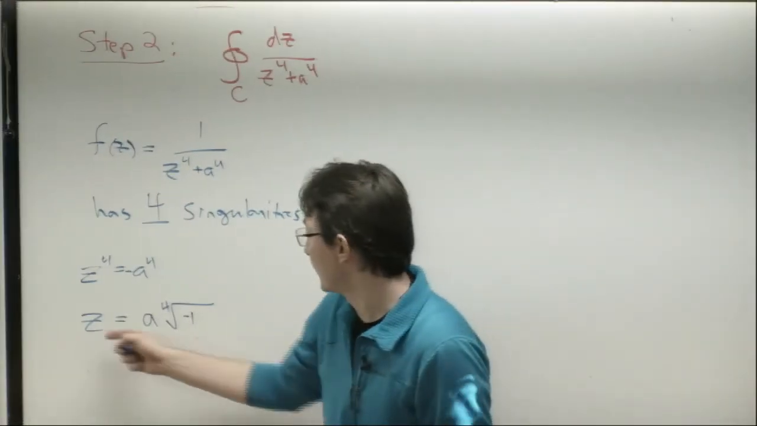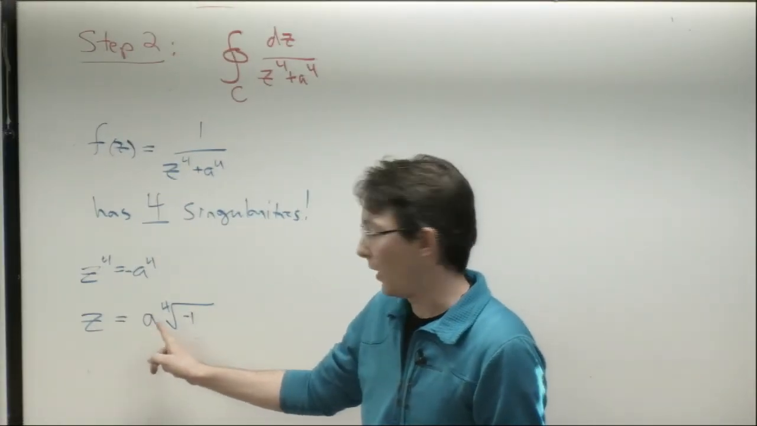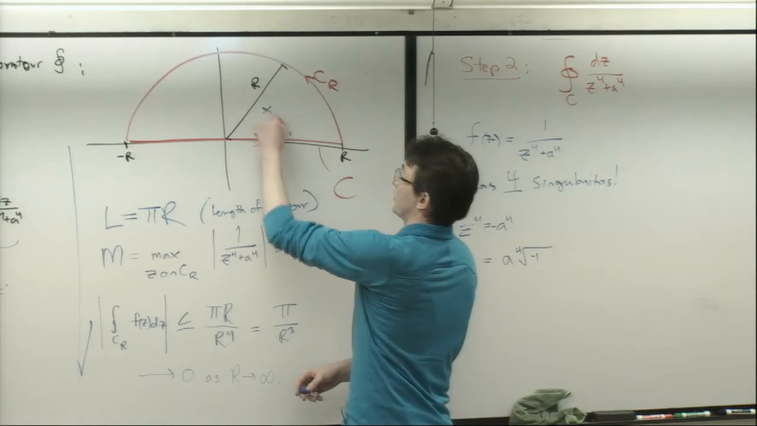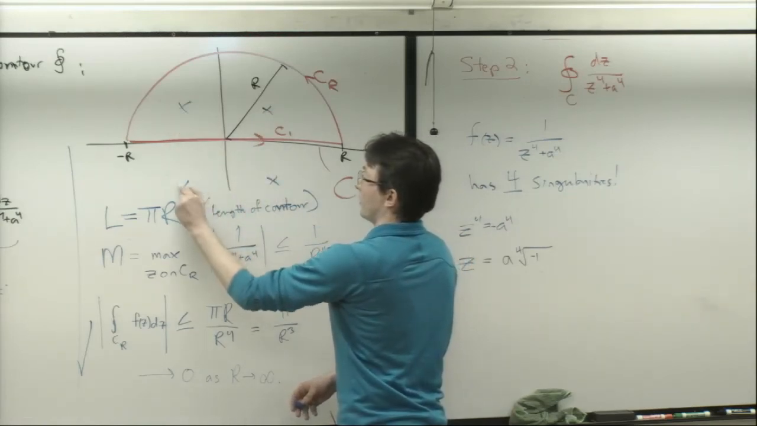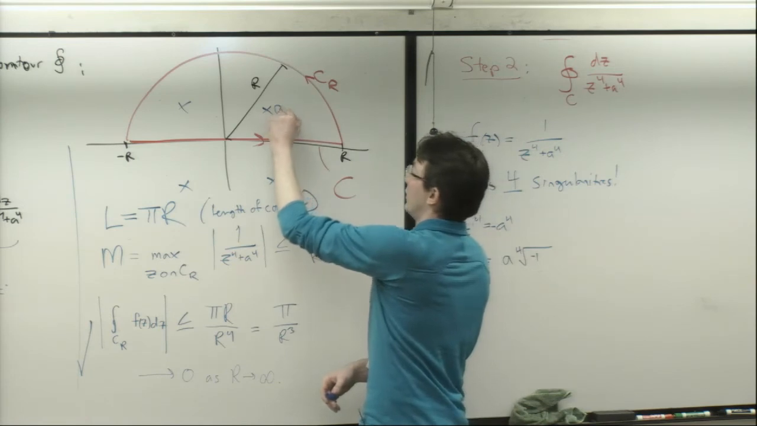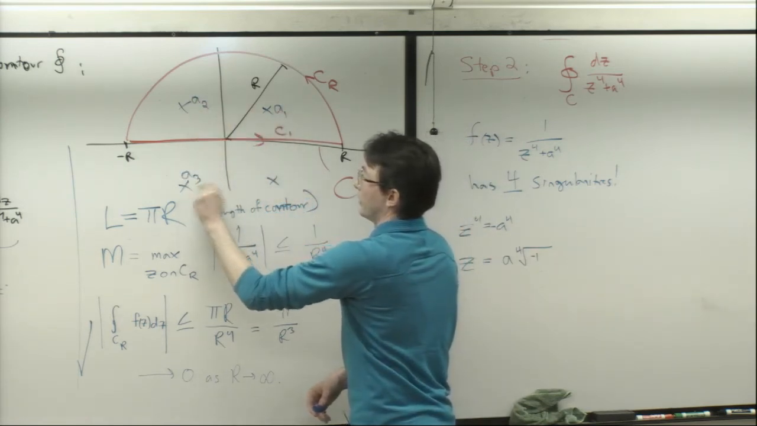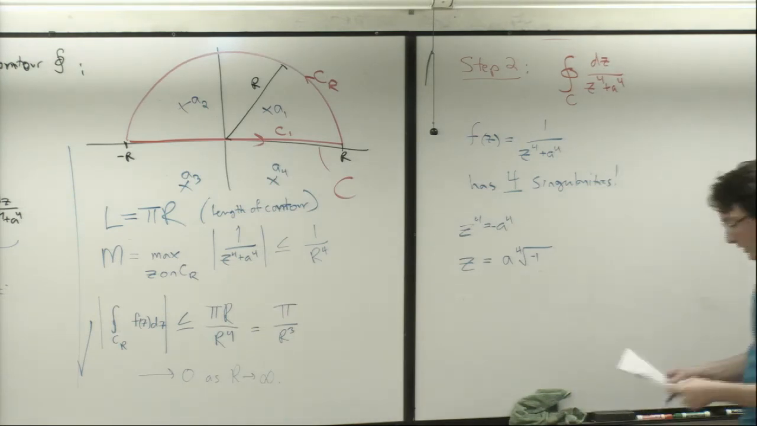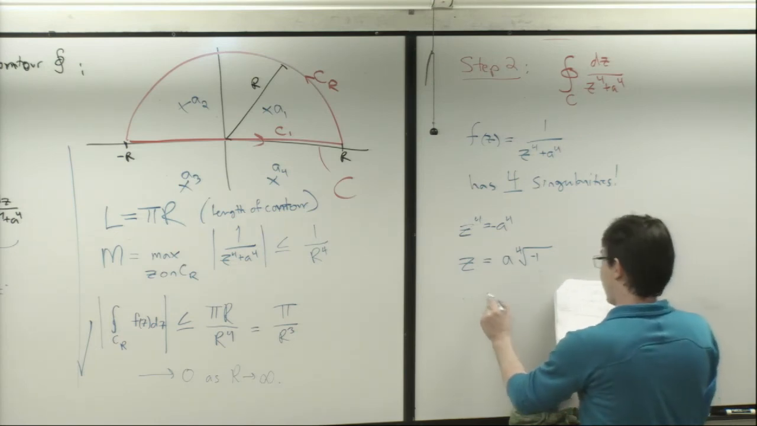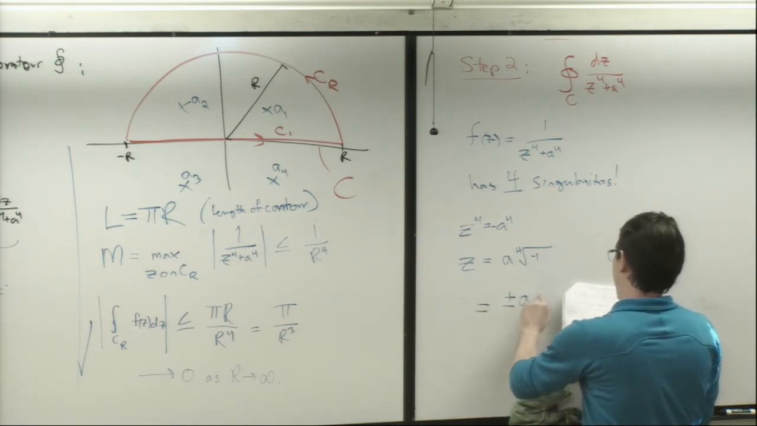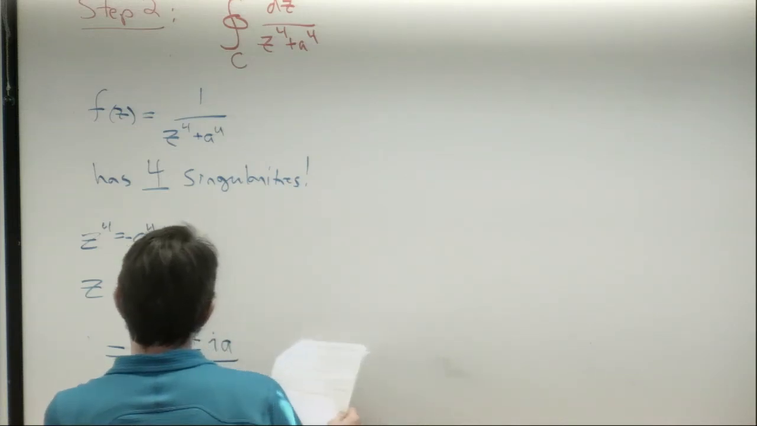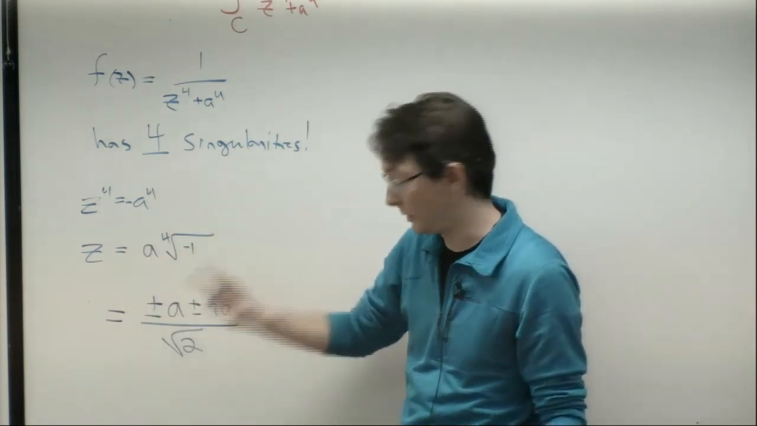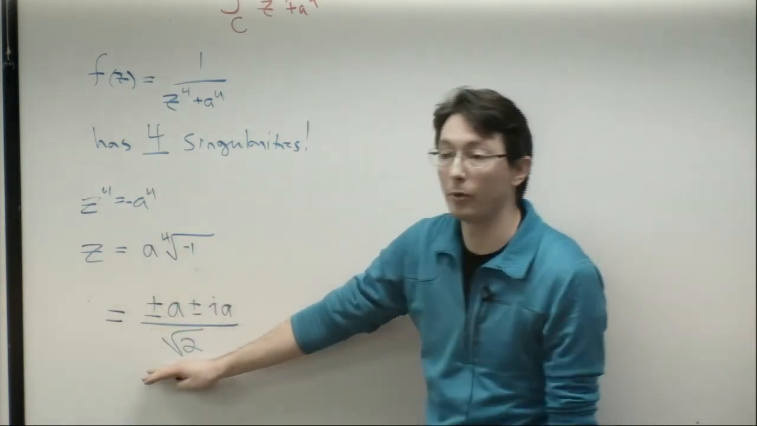Okay, so these singularities have radius a, and they're in the directions of the 4 roots of negative 1. So I'm just going to draw those. There's one here, here, here, and here. We call this A1, A2, A3, A4. And if I really wanted to write these out, which I don't particularly, but I have to, they are plus or minus a plus or minus ia divided by square root of 2. These are the singularities of my function. My function is singular and blows up to infinity at these 4 points in z.